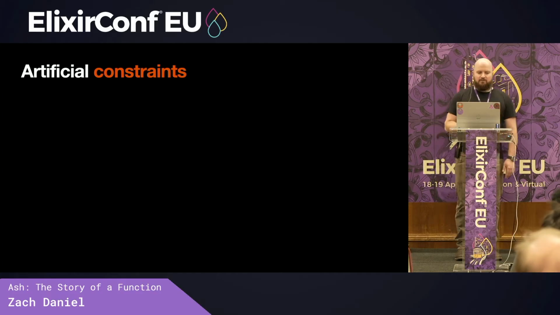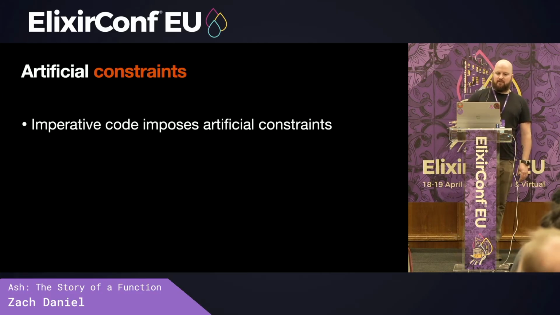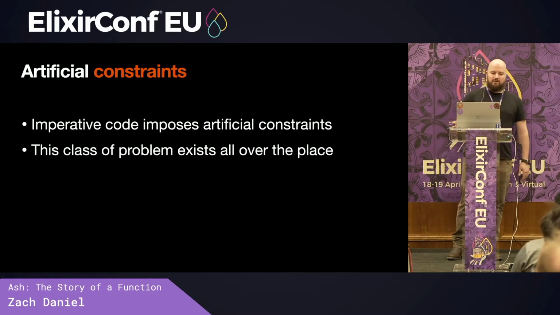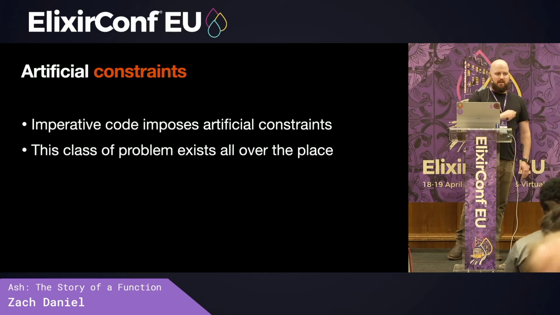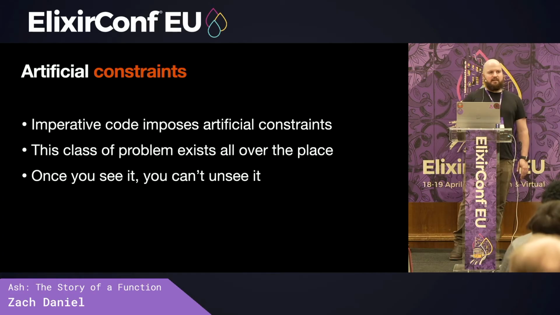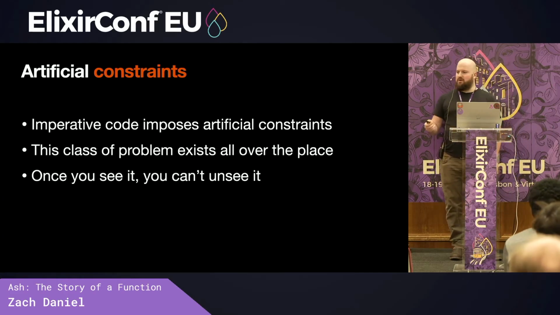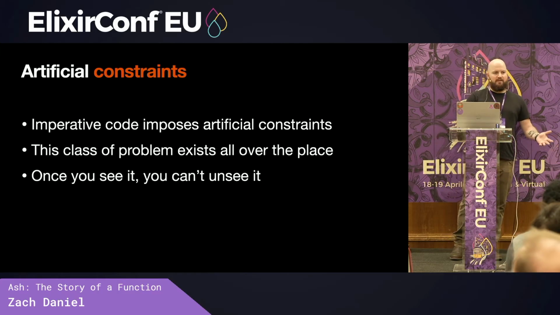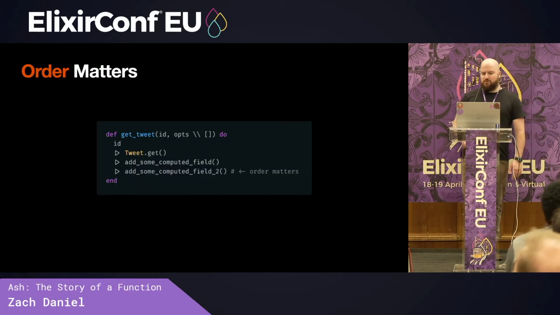So I want to talk about artificial constraints. And imperative code imposes artificial constraints. It's best to show this by example. Trying to explain exactly what I mean, it's better to show with an example. And what I would say is that this kind of problem, we see it everywhere. And once you see it, you can't unsee it. You start asking yourself, is this a rule of the problem that I'm solving, that it must be done this way? Or is it the way that I solve this problem that is the cause of maybe the optimization issue that I'm facing or what have you? So let's go through some examples.